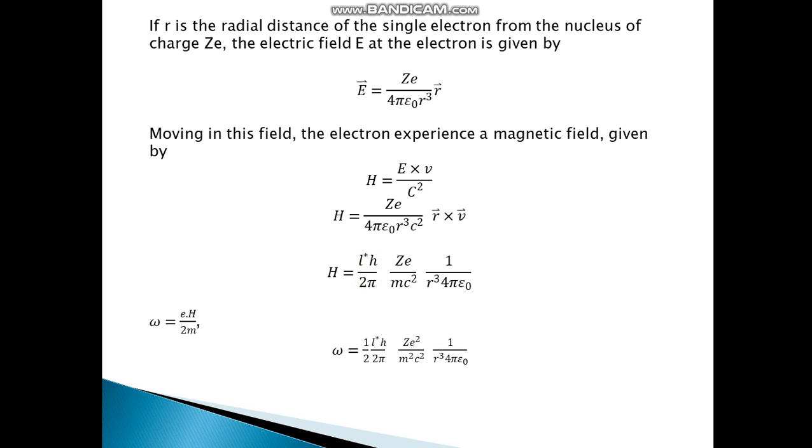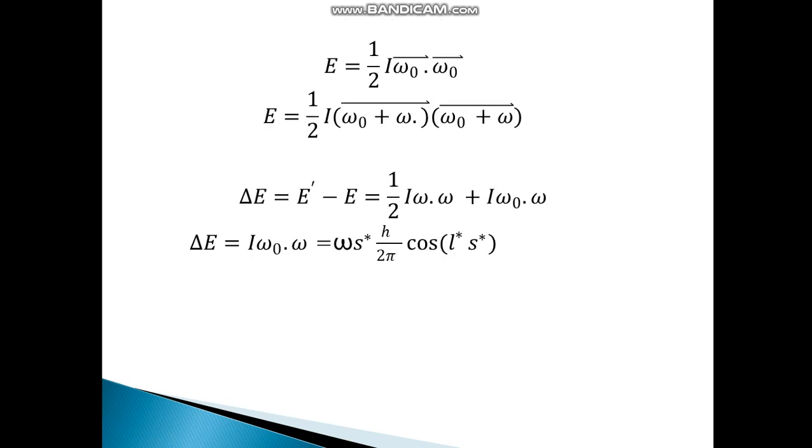In this way, the spinning electron undergoes Larmor precession around the field direction. From the Larmor theorem, the angular velocity of this precession is given by omega equals eH divided by 2m. Substituting into this equation, the angular velocity of the Larmor precession is omega equals 1 by 2 l star h cut Ze squared divided by m squared c squared into 1 by 4 pi epsilon 0 r cubed.